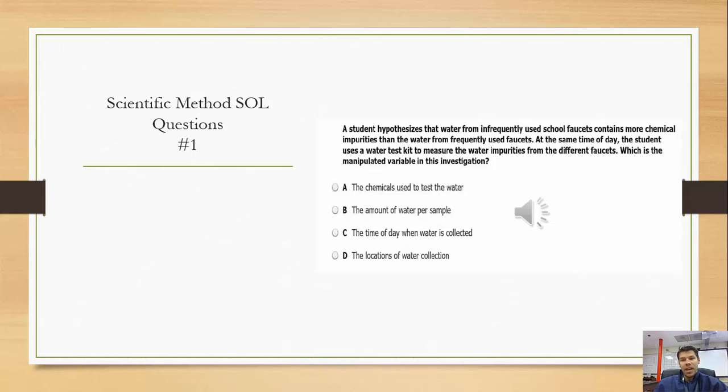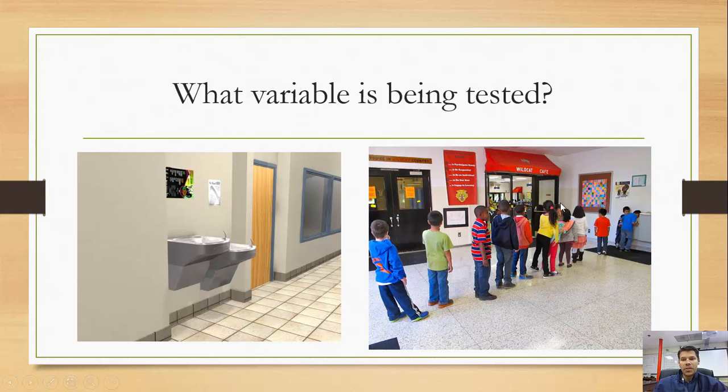So, at the same time of day, the student uses the same water test kit to measure the water impurities from different faucets. Which is the manipulated variable in this investigation? So make sure you understand what he's looking for. He's checking this faucet right here that's used all the time to see if the water's cleaner. Or this faucet over here that's used very infrequently or rarely. Will this one be dirtier?